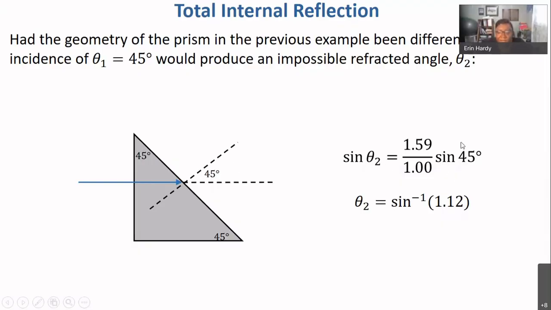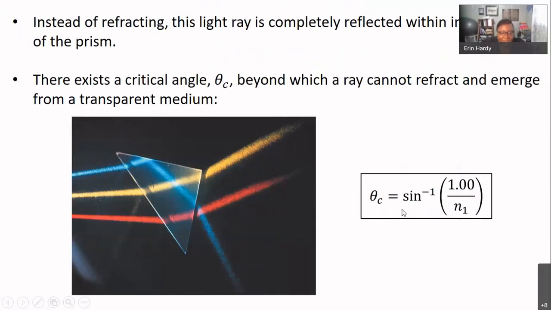So sine theta2 is going to be 1.59, something bigger than 1, times the sine of 45 degrees. If we're solving for theta2, we're going to have something that is greater than 1 again. So this is not going to yield a real or meaningful angle theta2, because you can't take the inverse sine of something that's greater than 1. So what we have determined here is that the scenario on that previous slide would not allow any of the light to refract out of the prism into the air. Instead, it would all be captured inside of the prism itself. And this is what's indicated here.